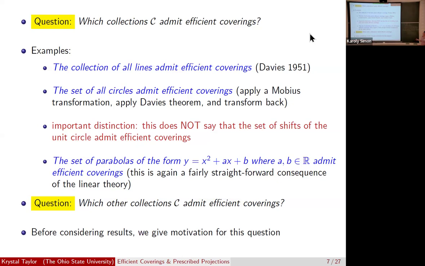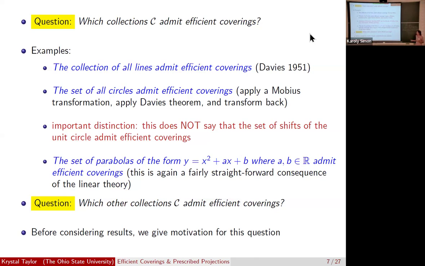So example 1, collections of lines. Okay, we have that. Collection 2, the set of all circles. So not translations of a circle of a fixed radius, but the large collection of all circles. These admit efficient coverings. So the idea is you start off with a set you want to cover, make sure it's away from the origin, push it away, apply a Mobius transformation, cover that by lines, and then transform everything back to get a covering by circles. Okay. So the collection of circles admits efficient coverings. And there's this important distinction that this does not say the set of shifts of the unit circle admits efficient coverings. We hope to get to this eventually.